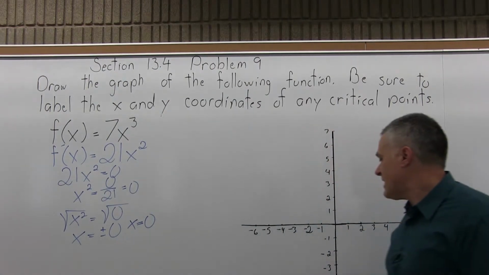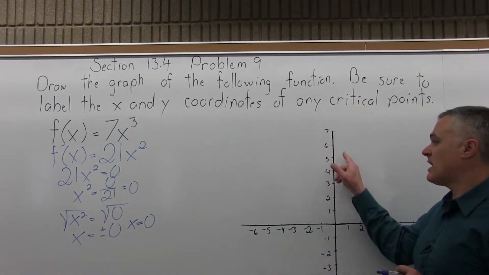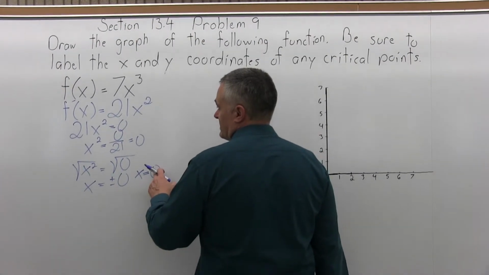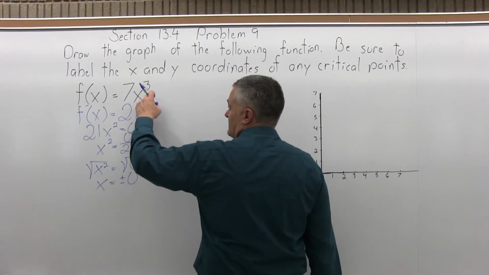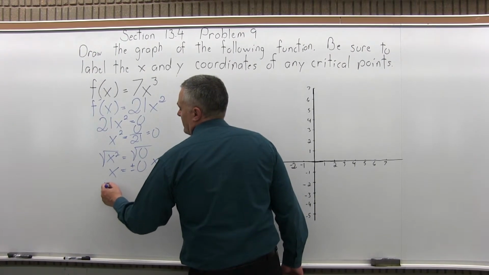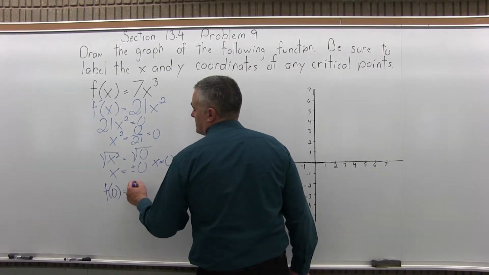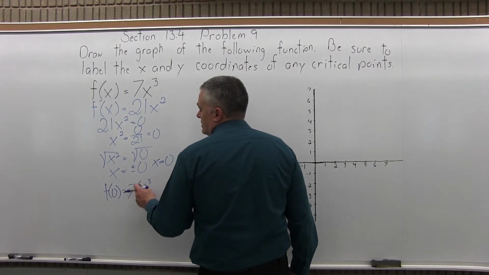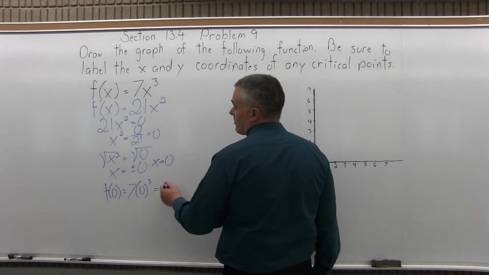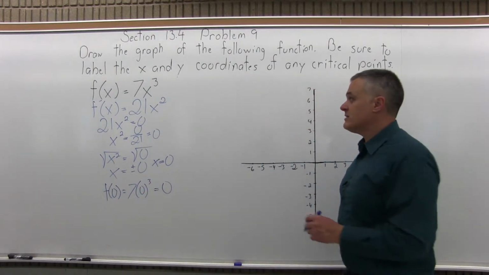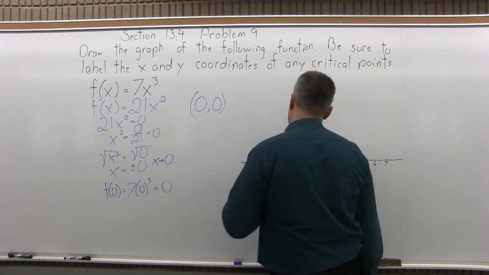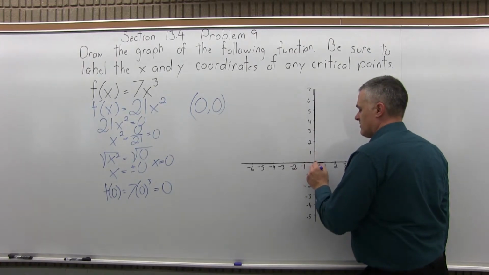So I got a critical value with an x-coordinate of 0, but how far up or down is it? To find the height, the y value that goes with this x of 0, put my answer for x back into f of x. So f of 0 becomes 7 times 0 cubed. 0 cubed, 0 times 0 times 0 is 0, times the 7 in front. The y-coordinate is 0. So I have a critical point at 0, 0. The x value is 0, the y value is 0, which is right there, 0, 0.